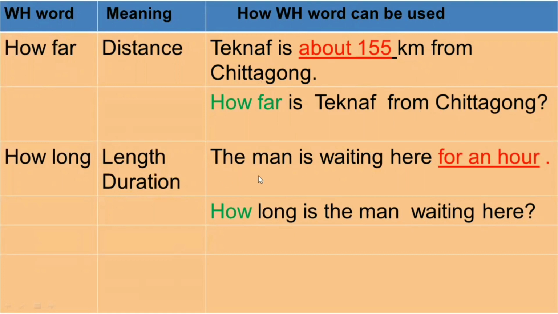Then the question mark. The man is waiting here for an hour. The underlined word indicates time, the length of the duration. So the WH word will be how long. And here you can see the auxiliary verb, then the subject, the man, and the rest of the words, waiting here. So, how long is the man waiting here? Then the question mark.